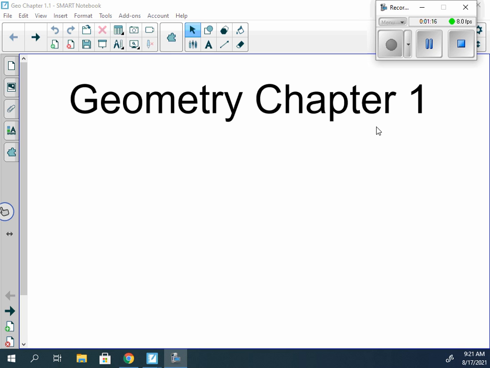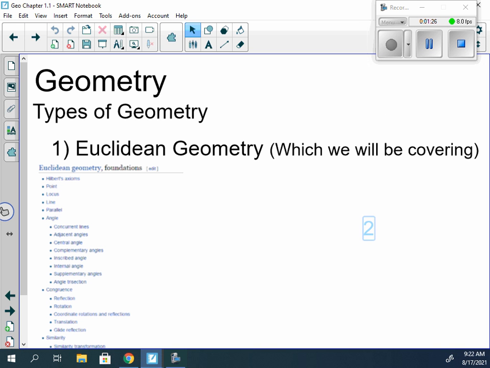In the overall scheme of things, he said everything we would learn in that class would be the equivalent of a drop of water in the ocean. It's not a lot. There's tons of math. There's so much that we can learn. So I decided to show you some of this here. Euclidean geometry is what we will cover. We'll cover some of this here.